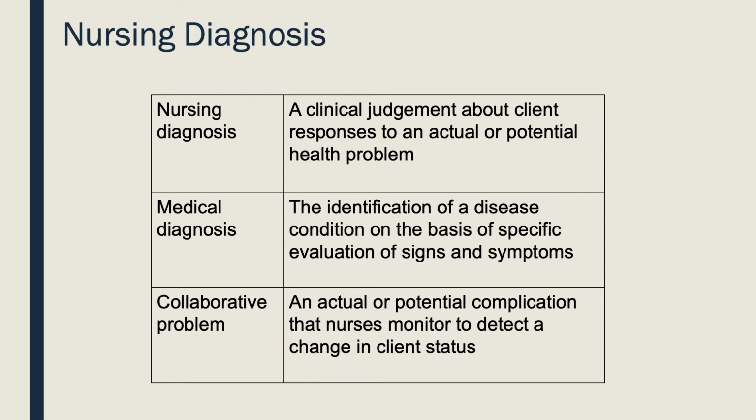And a collaborative problem is an actual or potential complication that nurses monitor to detect a change in client status. So this could be nursing assessing patients for hypoglycemia related to their diabetes.